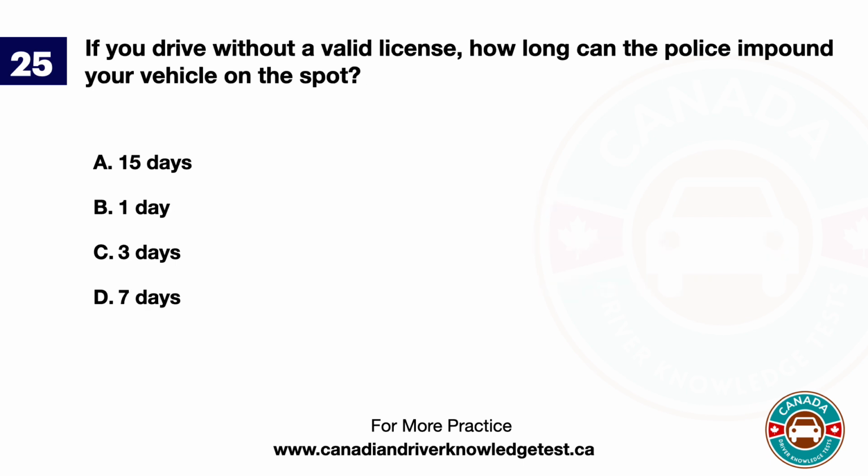Question 25. If you drive without a valid license, how long can the police impound your vehicle on the spot? A. 15 days. B. 1 day. C. 3 days. D. 7 days. The answer is D. 7 days.